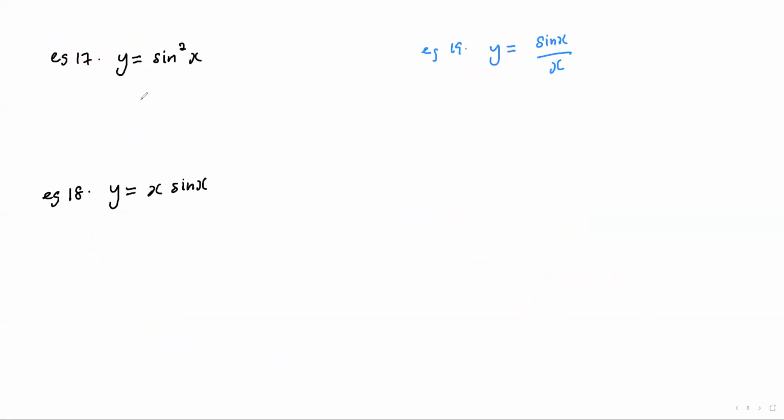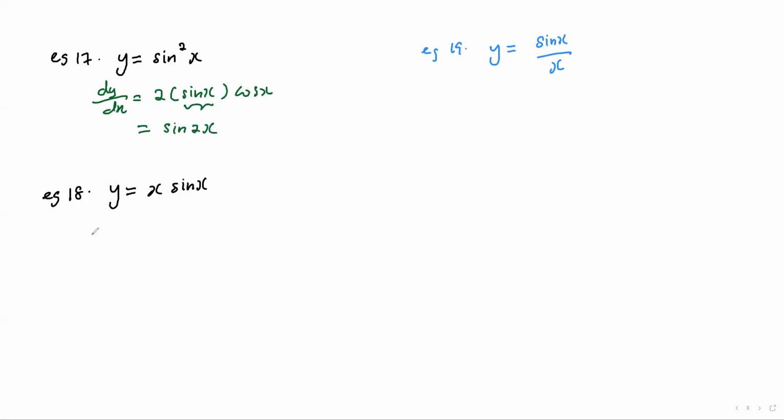Okay, let's look at example 17. Again, I can use chain rule here. So dy dx, I'll bring down the 2. This is sine x to the power of 1, multiplied by the derivative of sine x, which is cosine x. So 2 sine x times cosine x is a double angle. You can actually write it as sine 2x.